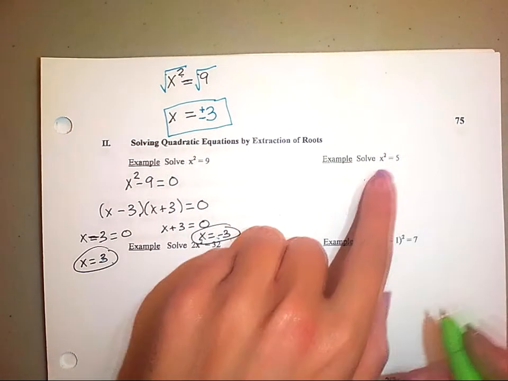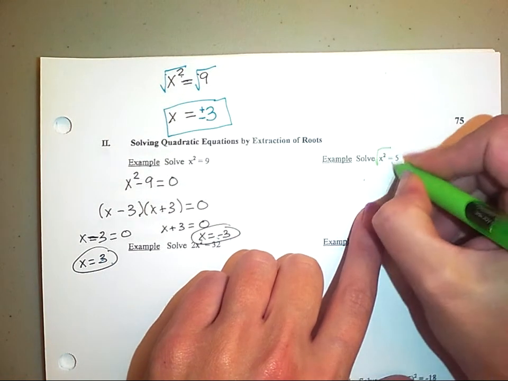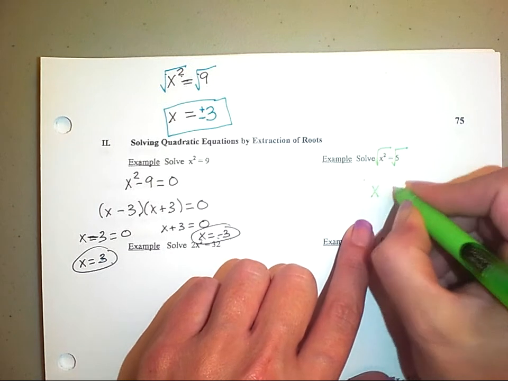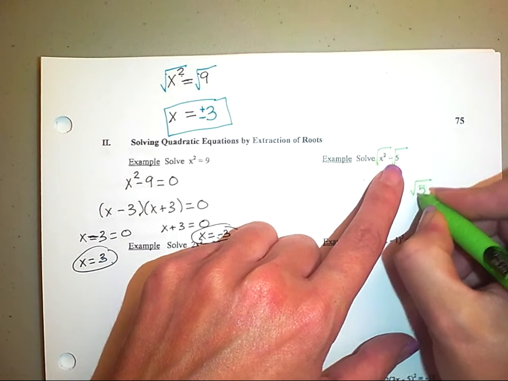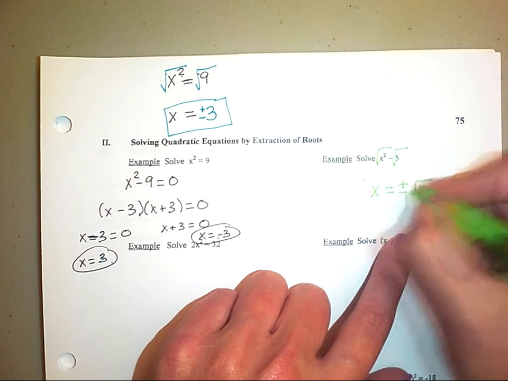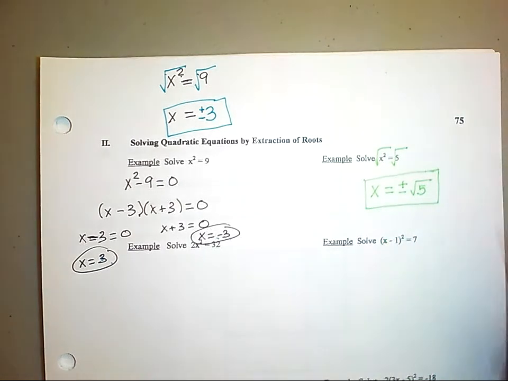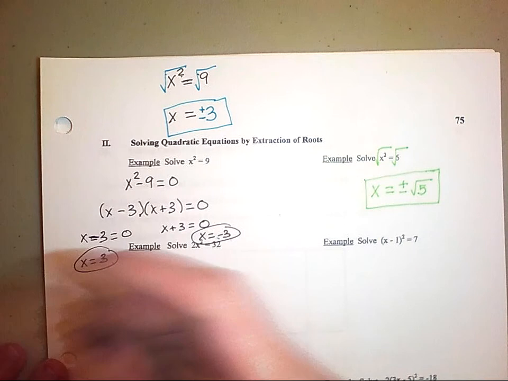Now if I have x squared is equal to 5, I can take the square root of both sides, and then the square root of x squared is x, which is equal to, and now the square root of 5 is irrational. It can't be simplified, so we'll just leave it as the square root of 5. But we have to remember to put that plus or minus out front of it. Okay, let's try the next one. Let me rewrite it so we can see it a little bit better.